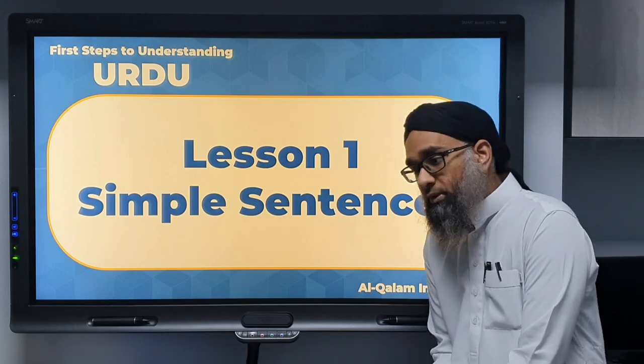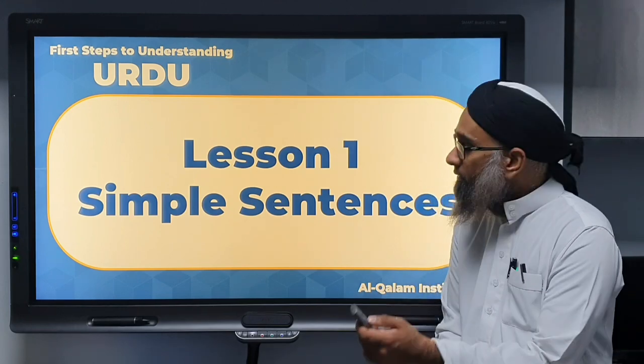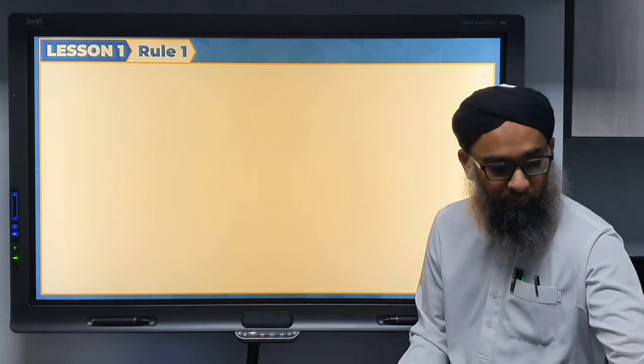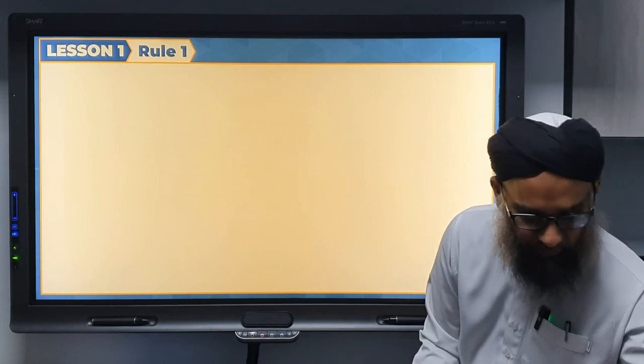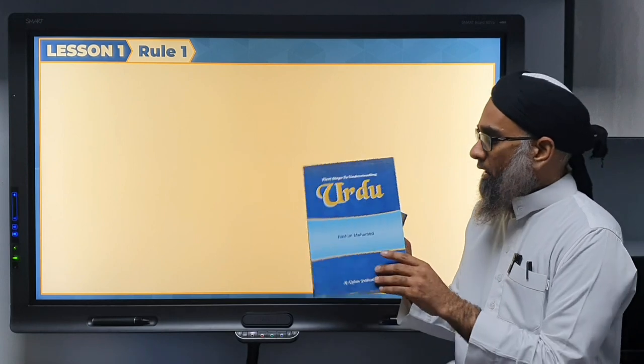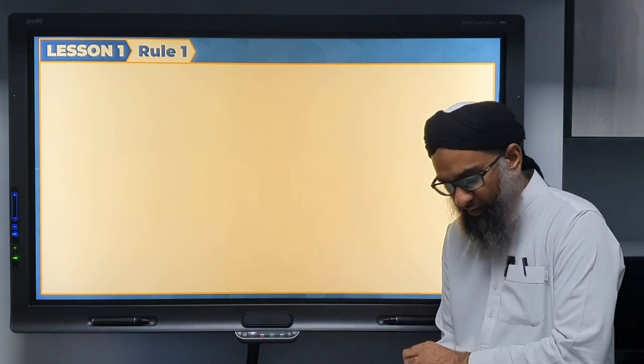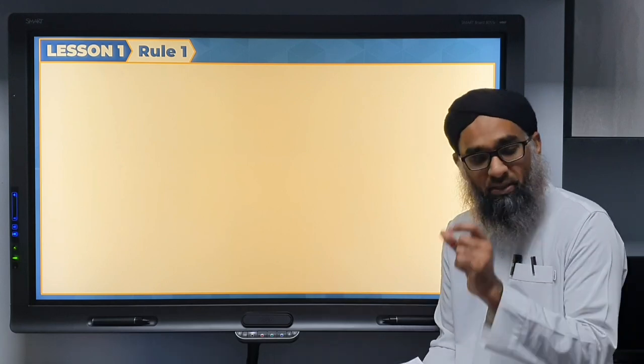So inshallah we'll start the first lesson in this book. The whole lesson is based upon this book here, and we're going to go through the book. In the book, we have these rules and notes. We'll just number them in here.